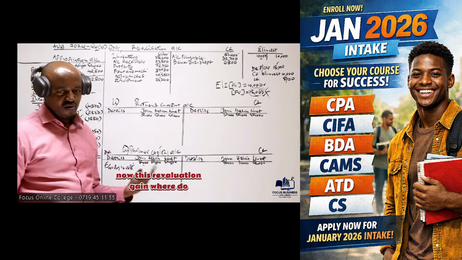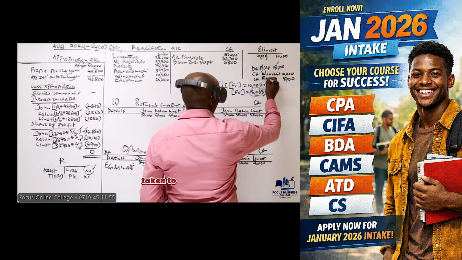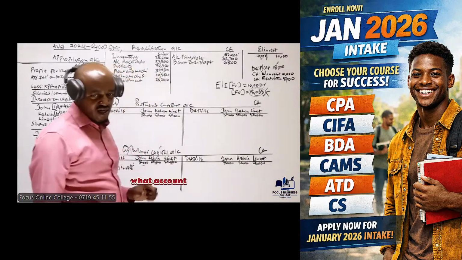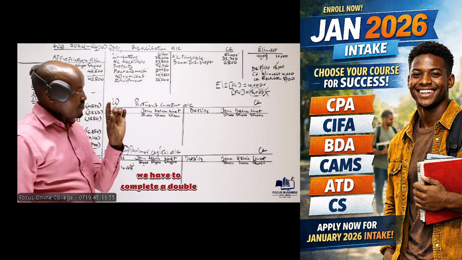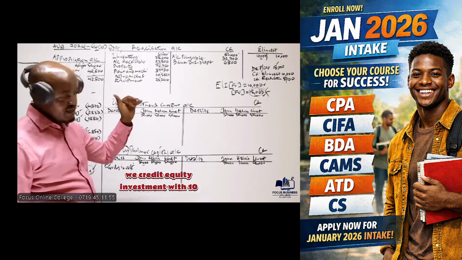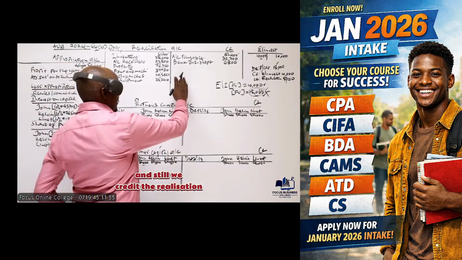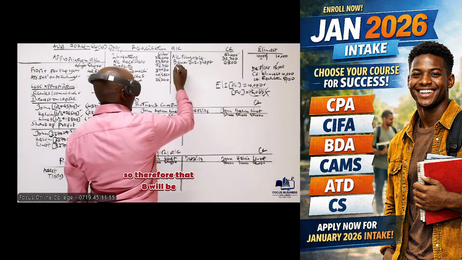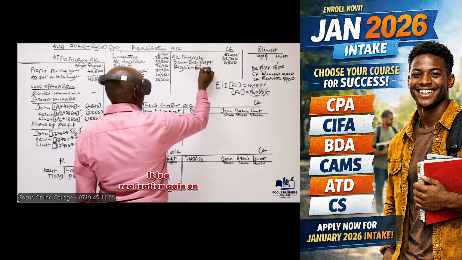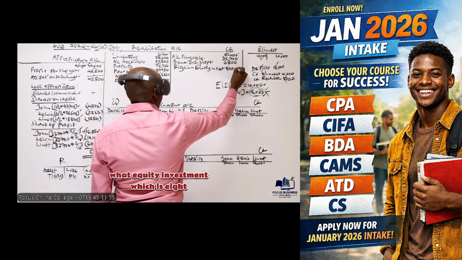Now this revaluation gain, where do we take it? It will be taken to the realization account, because by the end of the day we have to complete a double entry. We debit this account with 18 million, we credit equity investment with 10, and we still credit the realization account with 8. Therefore that 8 will be credited here. It is a revaluation gain on equity investment, which is 8.